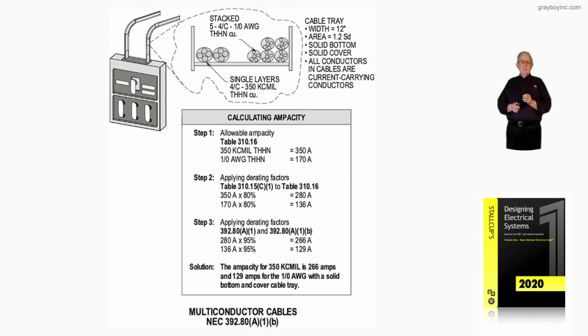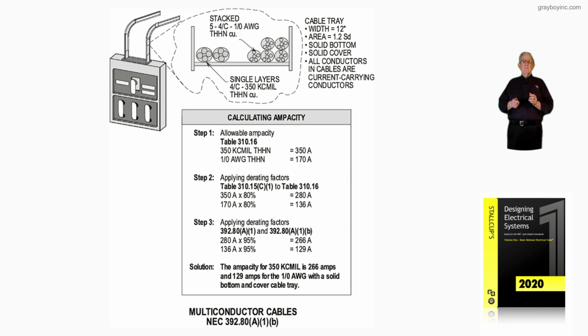So 392.80(A)(1)(b), we have to further apply 95%. So we take the ampacities in step 2 of 280 times 95%, 136 times 95%, and we come up with 266 for the 350 and 129 for the 1 alt.